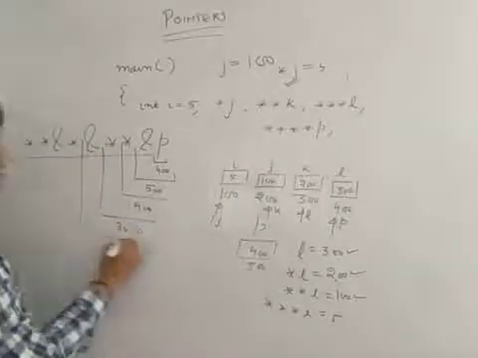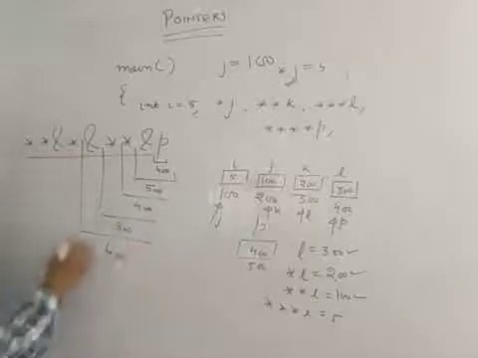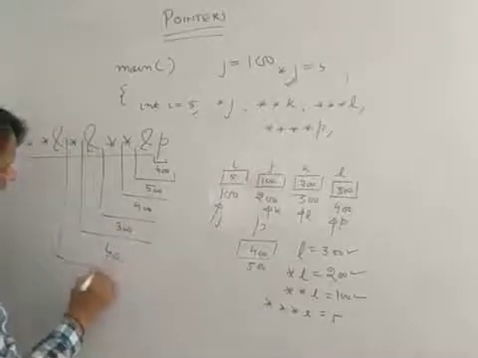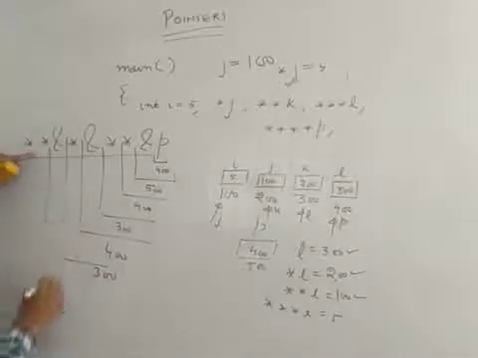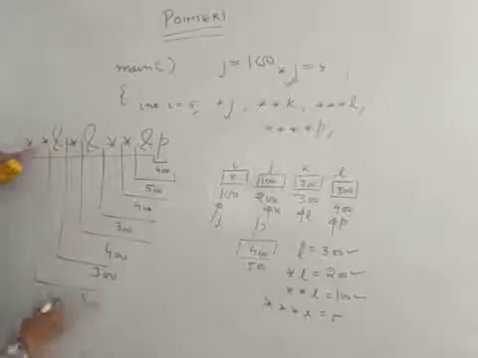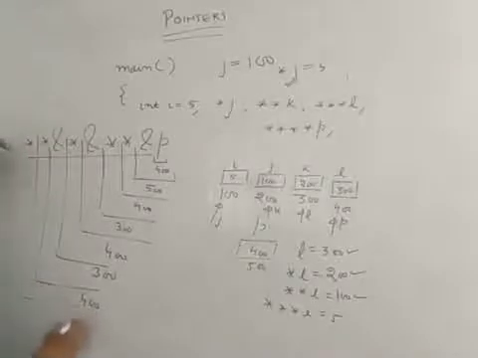What is the address of 300? Address of 300 is 400. What is star of 400? Again the star of 400 is 300. What is the address of 300? Address of 300 is 400. What is star of 400? It is 300. And what is star of 300? Star of 300 is 200.